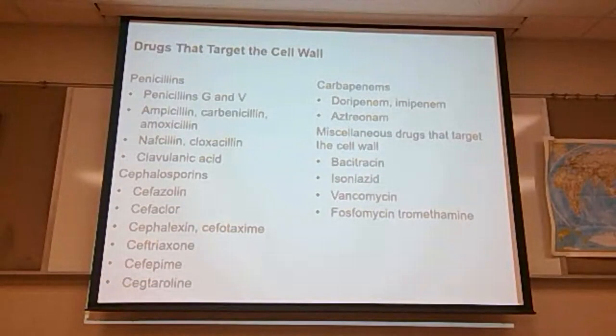Different drugs target the cell wall. Again, I am not going to ask you to remember all of these different ones, but these are the penicillins. These are the penicillin family. So you see ampicillin, amoxicillin, cloxacillin, penicillin. These are the cephalosporins: cefazolin, cephalothin, cephalexin. This is a word I can never say correctly, carbapenems, and some other miscellaneous drugs that you may have heard of: isoniazid, another word I have a hard time saying, bacitracin, vancomycin. All of these are cell wall inhibitors.